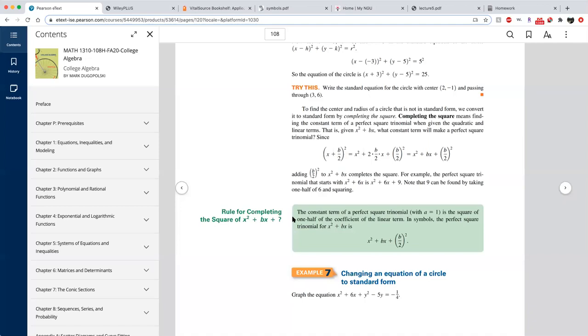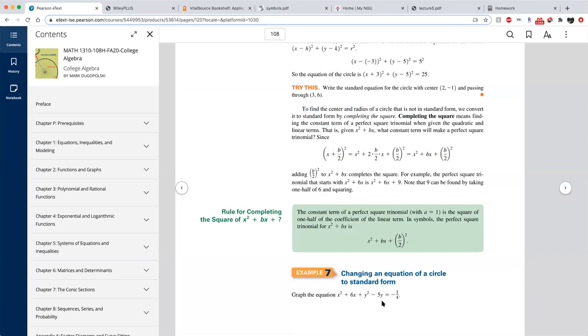So next one, example 7. Look at this. Graph the equation x squared plus 6x plus y squared minus 5y equals negative 1/4. Yeah, that must be the equation of a circle. Why? Because x squared and x terms, y squared and y terms are involved. So it should be the equation of a circle.